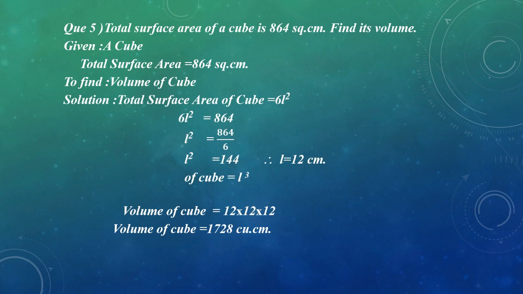Now total surface area of cube is equal to 6L square, and 6L square is given as 864. L square is equal to 864 divided by 6. Therefore, L square is equal to 144. Taking square root both sides, L is equal to 12. Now, volume of cube is equal to L cube, that is, 12 multiplied by 12 multiplied by 12, and that is equal to 1728 cubic centimeter.